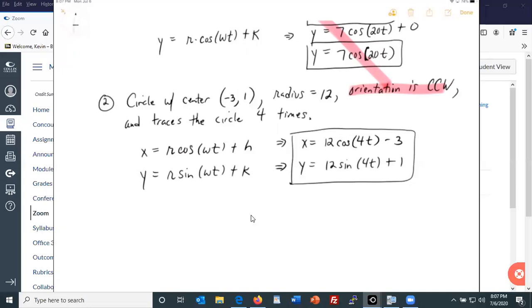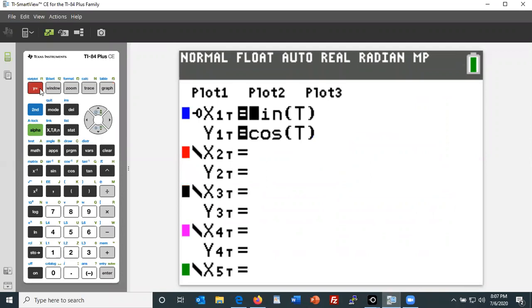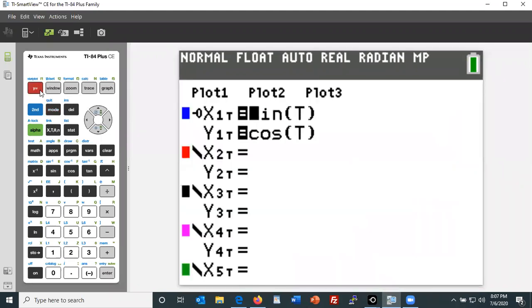Okay, so let's go to the calculator and let's confirm this drawing. So you have to enter in the equations. Remember, first, if you didn't do this yet, make sure you go to your mode, put it in parametric and radian mode. Parametric and radian mode. So we would have 12 cosine of 4t minus 3. And then 12 sine 4t plus 1.